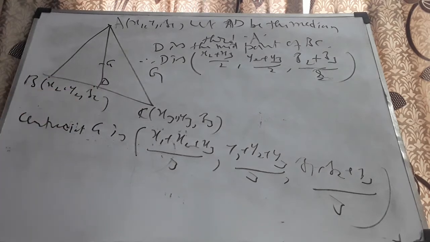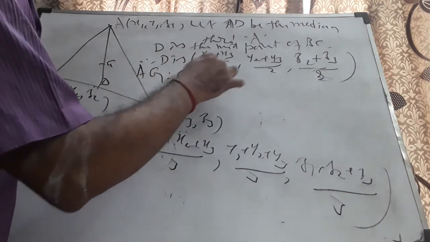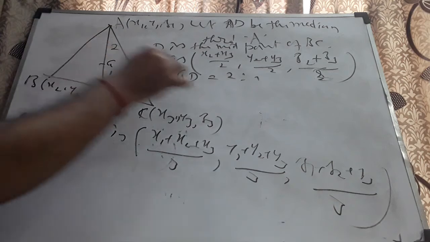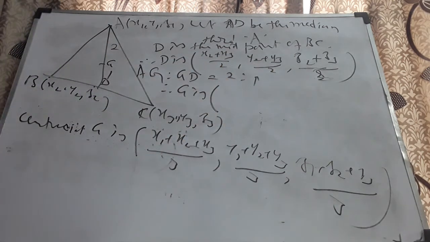There is a property here. Any centroid divides each of the medians internally in the ratio 2:1. Now for AG to GD it is 2:1. This is 2, this is 1. Therefore, for G apply the section formula. The formula which I derived earlier, at the beginning, is called the section formula of internal division: (m x2 + n x1)/(m + n), and similarly for y.